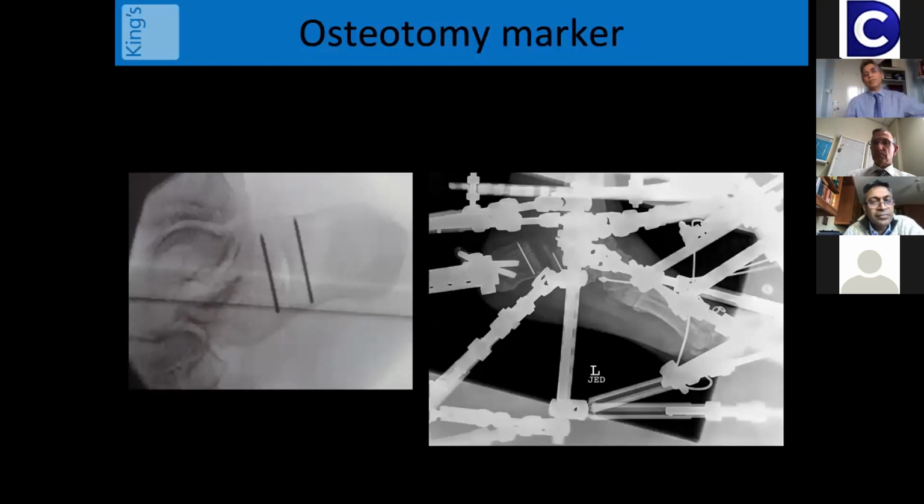And sometimes the frames can get very busy, both in hexapod and in Ilizarov frame. You can't see bone for the metalwork. So if there's a critical area which I want to monitor, I put these markers. These are simple K-wires. They're left buried in the bone for good, but I can spot them amongst the jungle. So that helps, and you can try this out.